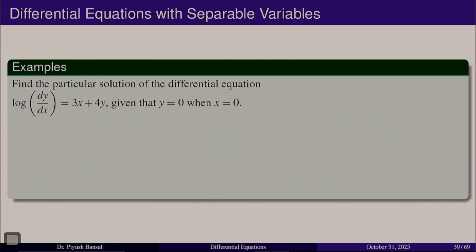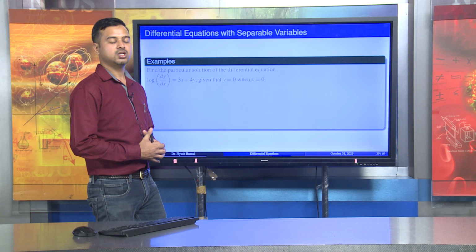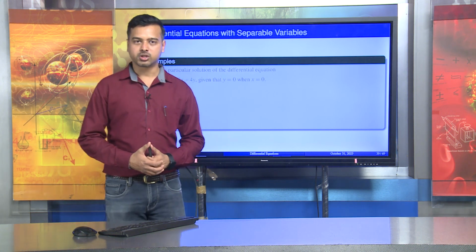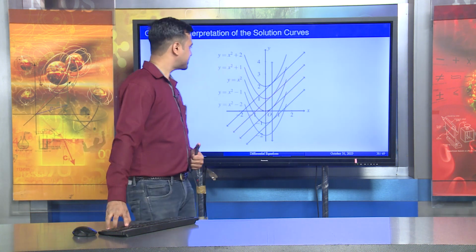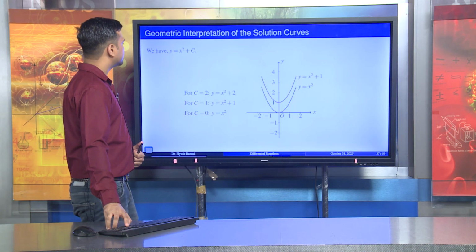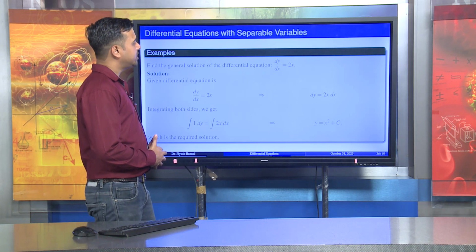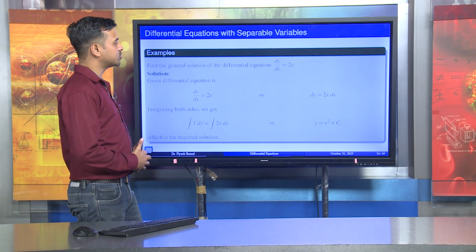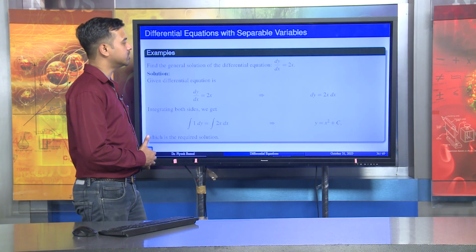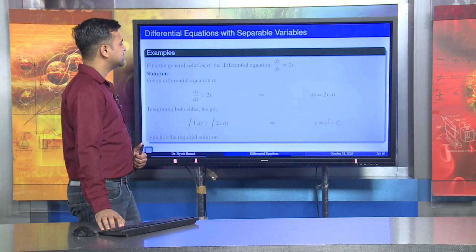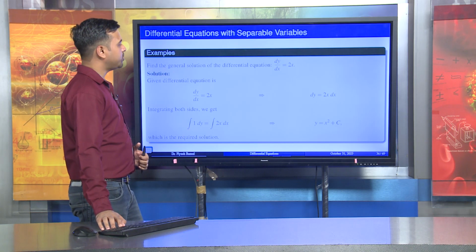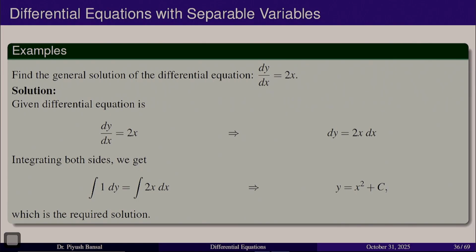As the next example, we have to find a particular solution. Now, how do we judge whether a differential equation will have a general solution or a particular solution? If you see the previous case, the differential equation given was dy by dx equal to 2x. There was no additional condition given over here, which means we will not be able to remove this arbitrary constant because no initial value is provided.